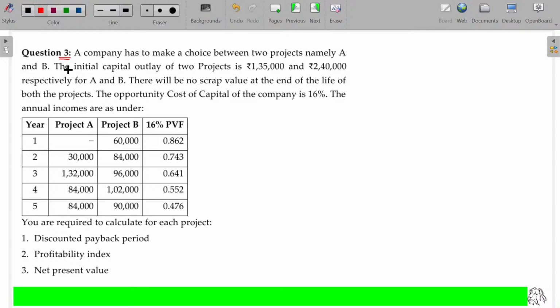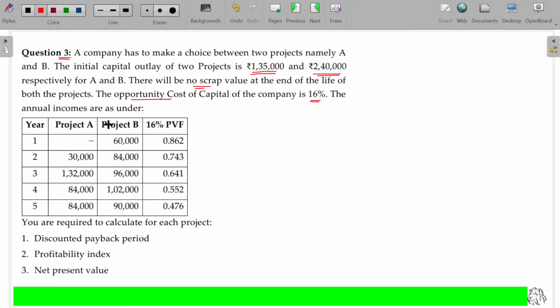Question number 3. A company has to make a choice between two projects, namely A and B. The initial capital outlay of the two projects is 1,35,000 and 2,40,000 respectively for A and B. There will be no scrap value at the end of the life. The opportunity cost of capital of the company is 16%. The annual income is as entered.